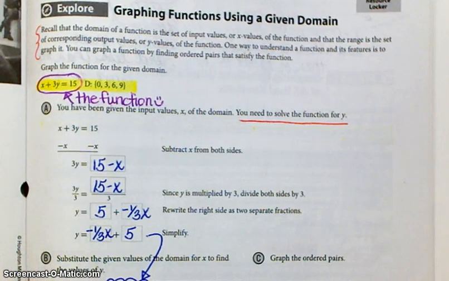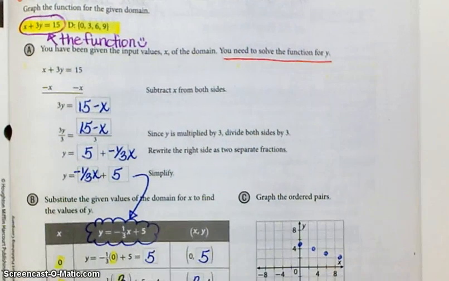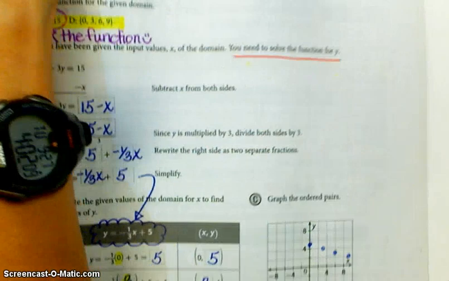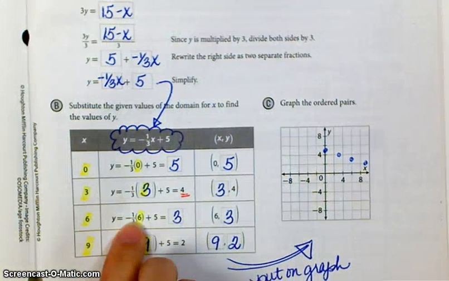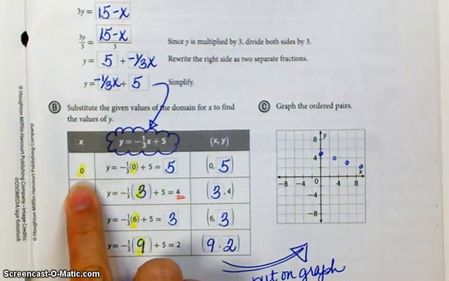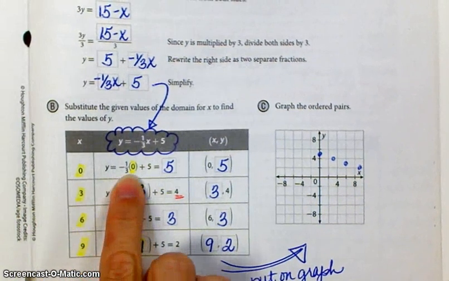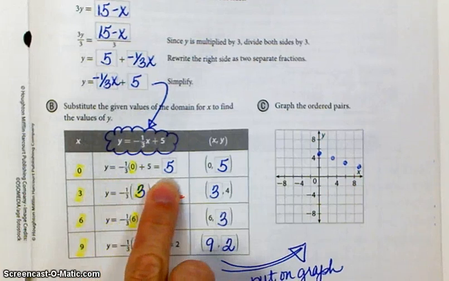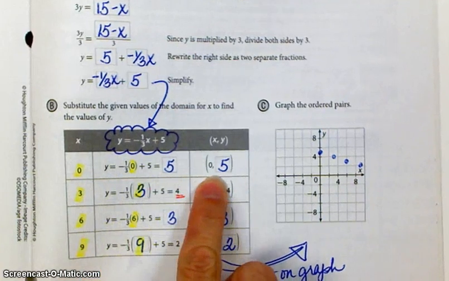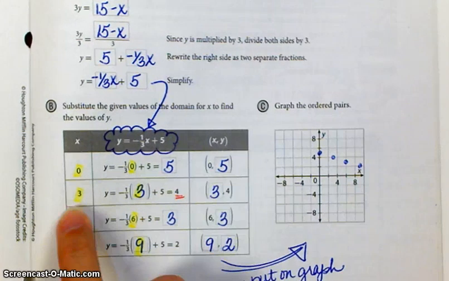Then what you're going to do is substitute the given values that they gave you for the domain, substitute those in for x, and figure out what y values that gives you. So that's what we're doing down here. Okay. When the x value is 0, you put it in here, and it generates a y value of 5. So your ordered pair is 0, 5.